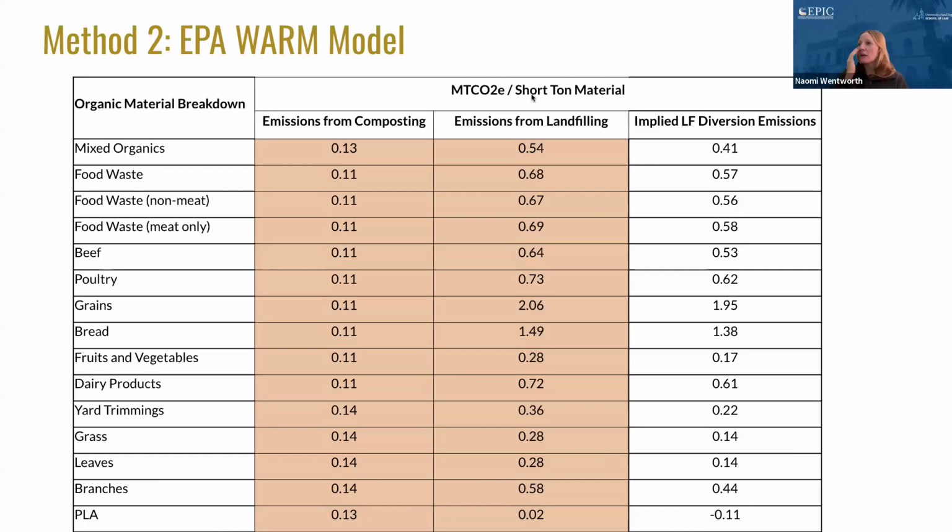So again, we're looking at metric tons carbon dioxide per short ton of material. They're taking emissions from composting, process, and fugitives, emissions from landfilling. And what you need to do is subtract the emissions from composting from the emissions from landfilling, and then you have the implied landfill diversion emissions. Yeah, so again, if you're composting grass versus yard trimmings versus fruits and vegetables, sometimes this is a better approach because we get a little bit more granular.